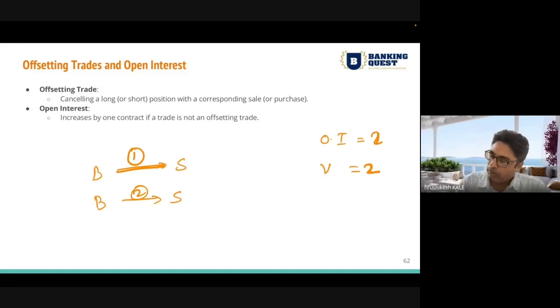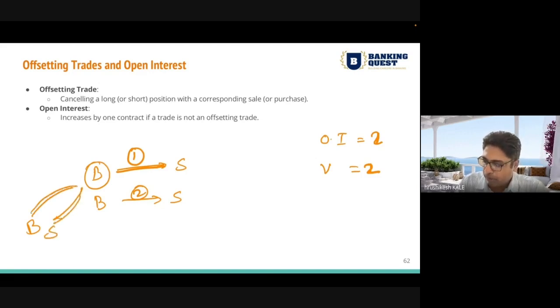But what happens when a new buyer comes and some of the buyers who were already in the contract swap their position by taking a counter position, where a buyer sells and new buyers come in? Such a position where one buyer gets swapped by another buyer is called an offsetting trade. When there is an offsetting trade, just your volume increases, your open interest does not increase.